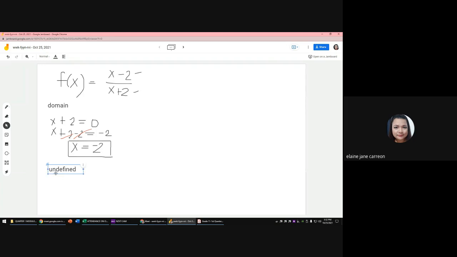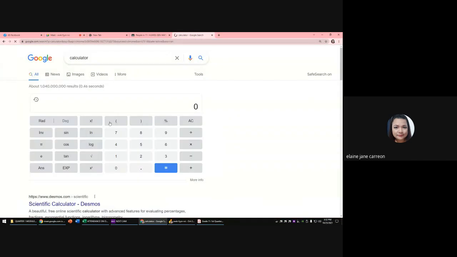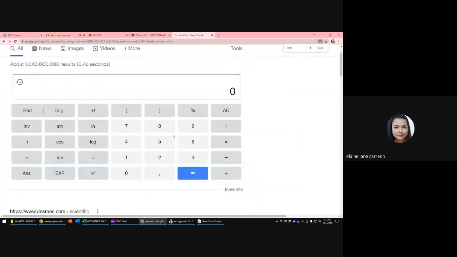Okay, why undefined? It's because if the denominator became 0, it will be undefined. Let me give you a proof. Give me a number, any number. Let's say for example, 9 divided by 0 equals infinity. So we have an infinity here. Undefined means it has a lot of solutions and you cannot count. So that's why it is undefined.